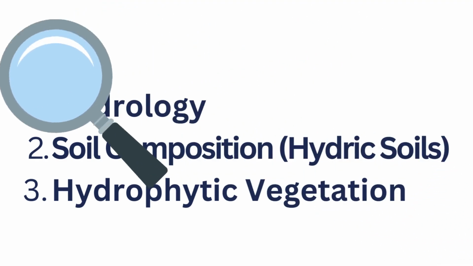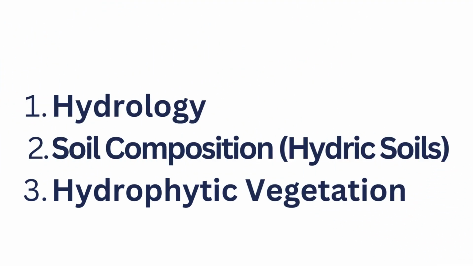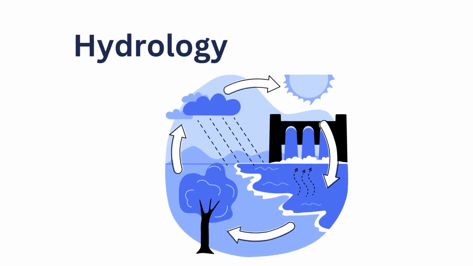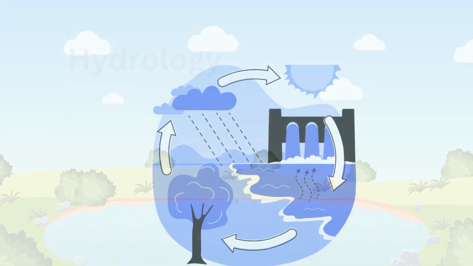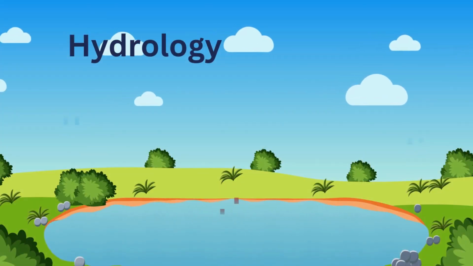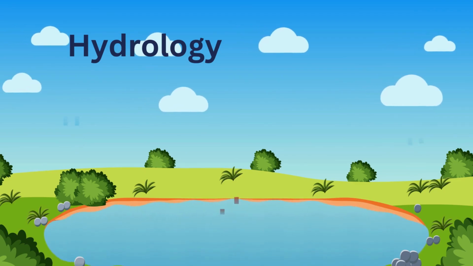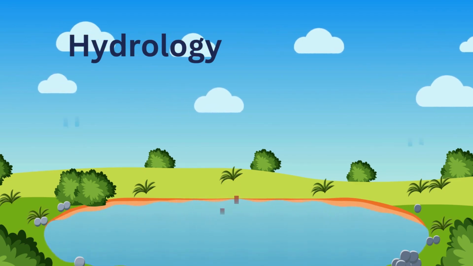So when identifying a wetland, you should look for three key features: the hydrology of the area, the soil composition, and what vegetation is present in the area. Hydrology is the study of how water interacts with a given area. How water evaporates or doesn't evaporate is very important when determining if an area is in fact a wetland.